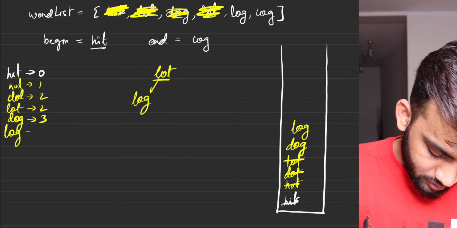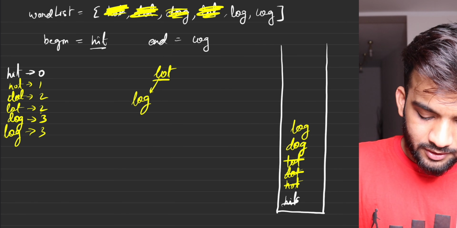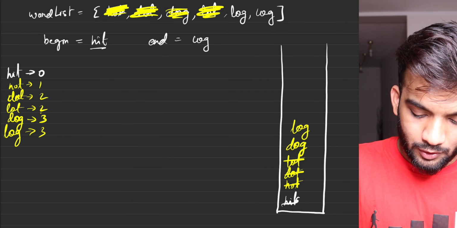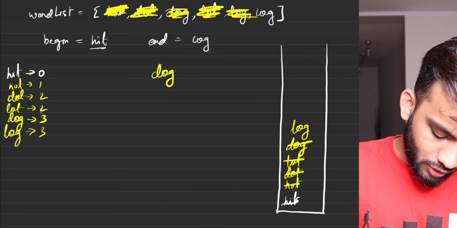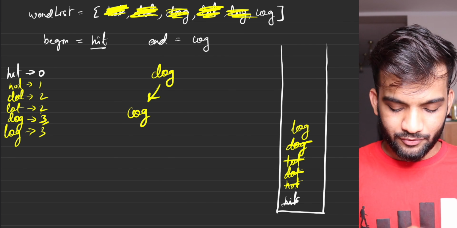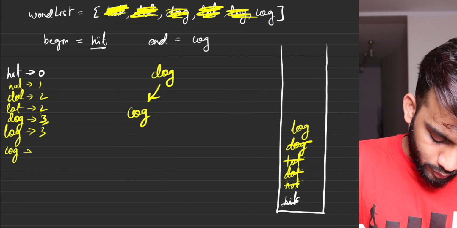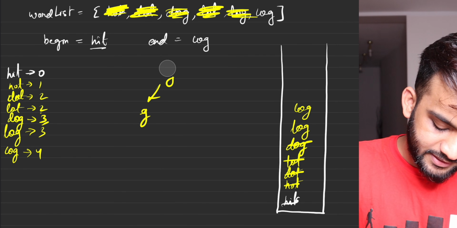Lot was at level 2, so this will be at level 3. Perfect, so this is also done. Log is also done. Next, take the dog out. What is dog? 3. The dog can be converted into cog. So you'll convert it to cog and it'll be level 4. And you'll put that in over here and you'll erase it.